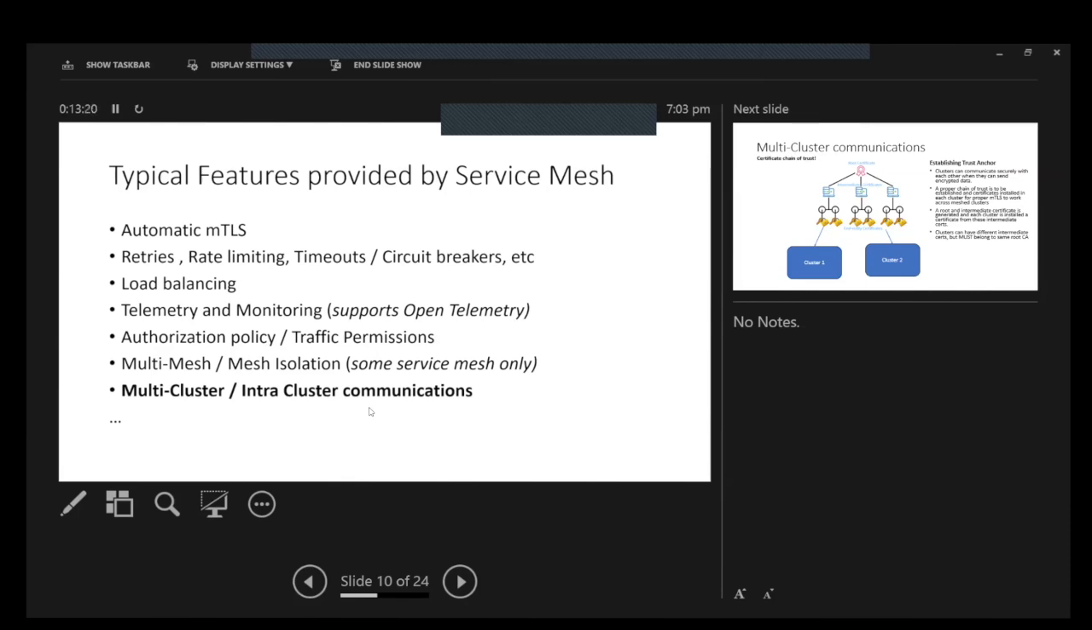But that's not very efficient. That's also a security loophole, right? Because you're going outside the cluster. If something happens, like a man-in-the-middle attack and all that, you can't control it. What if you can have two clusters connect to each other in a proper way?